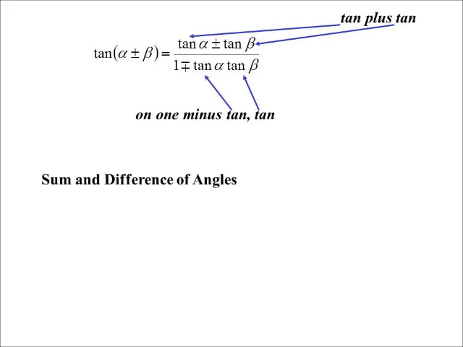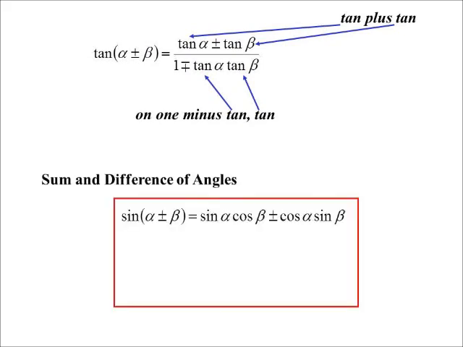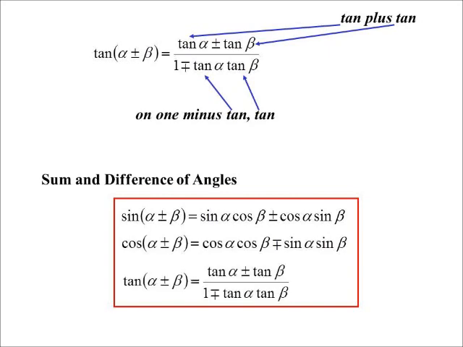So in summary, there we go. Sine, cos, sine: if it's the sine, it's the sine. Cos, sine, sine: if it's not the sine, it's not the sine. And tan plus tan on 1 minus tan tan.